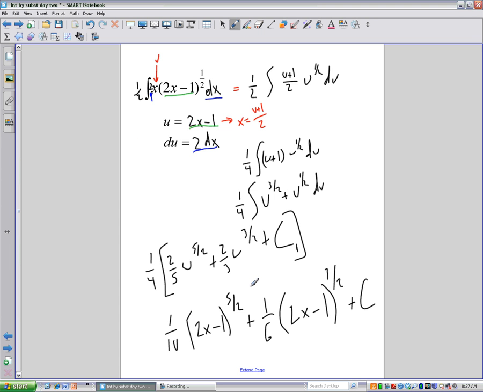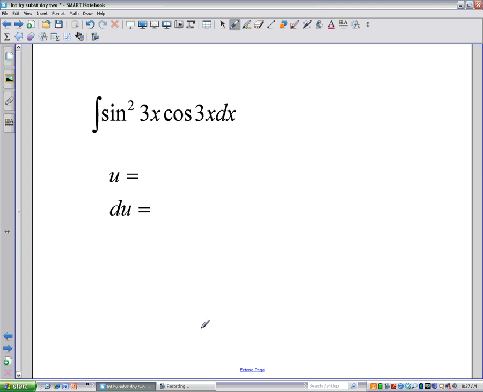And these take a little while to get used to. There's a lot of work. You can't do any kind of thing other than just writing a bunch of things down. Write down what u is, write down what du is, figure out what that makes x, work through, substitute, solve. Eventually, half a dozen more times, we'll get there. Okay? All right, so let's try this one.